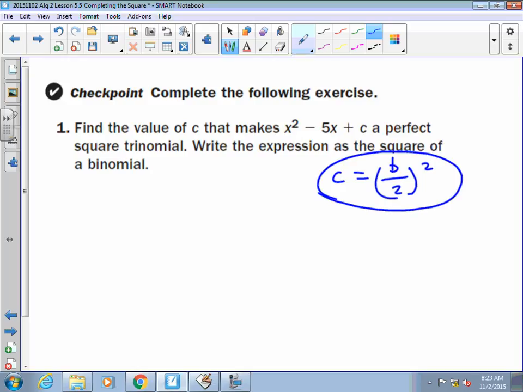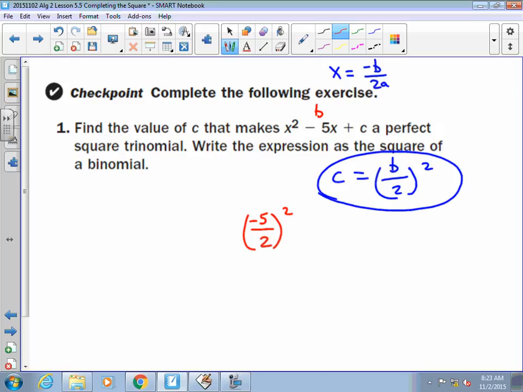Now don't let this confuse you, because look how it just confused me a second ago. b over 2 squared, it confused me because when we were graphing our quadratics, we said x's value, or that line of symmetry, was negative b over 2a. So it's easy to confuse those two because these little formulas are very similar. So right here, b's value in this case is negative 5. So negative 5 over 2 squared.